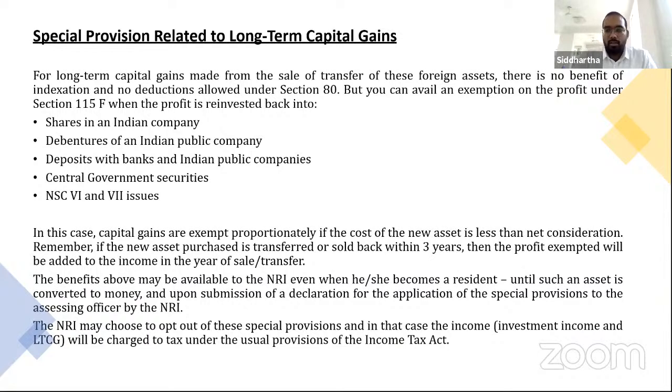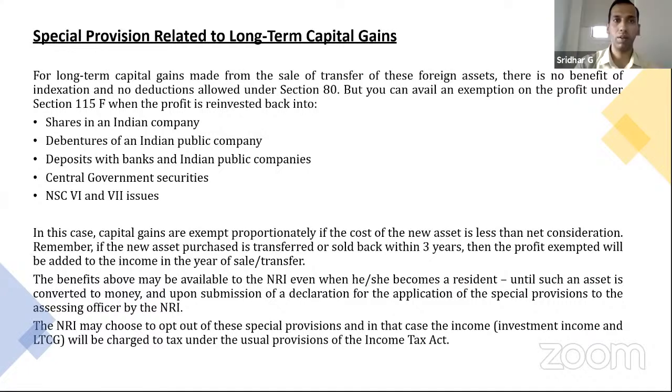So the NRI may opt out of this provision, and in that case the income will be charged under normal provisions as per the Income Tax Act. So this is an optional provision available to the NRI. He can even opt out of this special provision, and he can be liable to tax as per the normal usual provisions of the Income Tax Act.